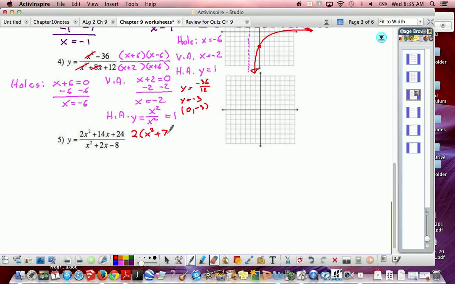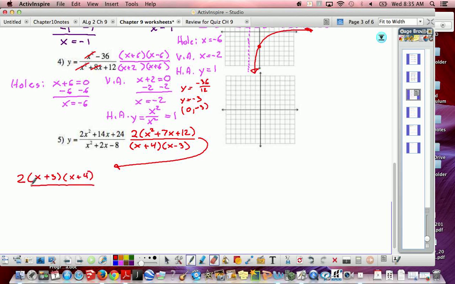Pardon the announcement there. So if I factor out 2 first, I'm left with x squared plus 7x plus 12. The bottom factors nicely to x plus 4, x minus 3. Now here's the nice thing about this x squared plus 7x plus 12. I'll move this over here since I'm running out of a little space. Factors of 12 that add up to 7. So now I have this x plus 3, x plus 4 all over.